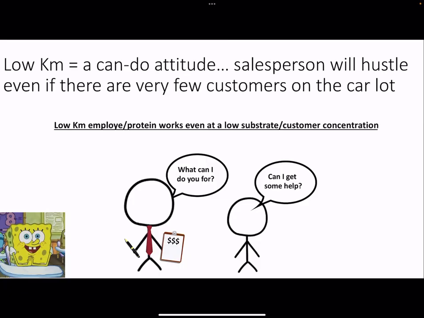We're talking about cars. All right, so a low Km is a can-do attitude. So it's a high affinity for a customer. It's a salesperson who's going to hustle their ass off. So even if there's few customers on the car lot, it doesn't really matter. They're meeting with them and they're trying to make a sale. So someone wants help and they're like, yes, boom, I'm here, I'm eager, let's do it.